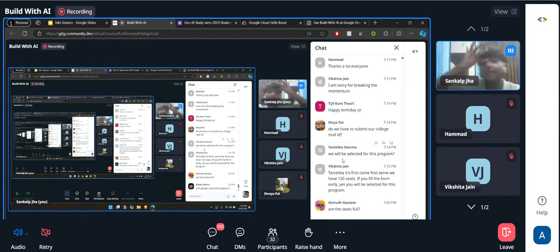Yes, definitely. Like last year it was cloud study jams. Before that it was ML study jams. Or this is Gen AI study jams. All right, Madan?